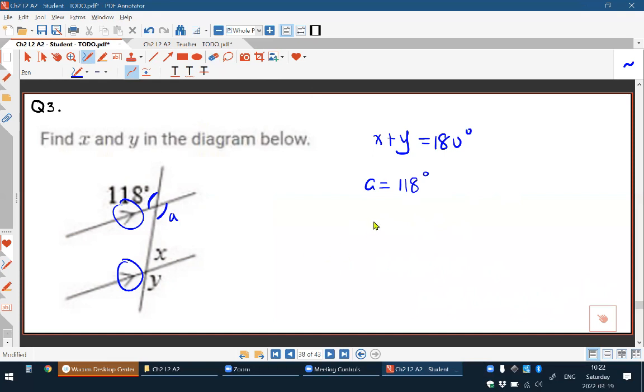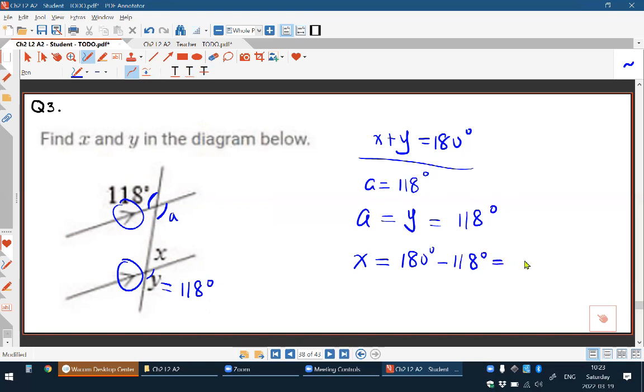And we also know that A is congruent to Y, right? So Y is 118 degrees. And because the sum of X and Y is 180 degrees, that gives us X is 180 degrees minus 118 degrees, which is 62 degrees, right? Okay, any questions? No? All right, let's see the next one.